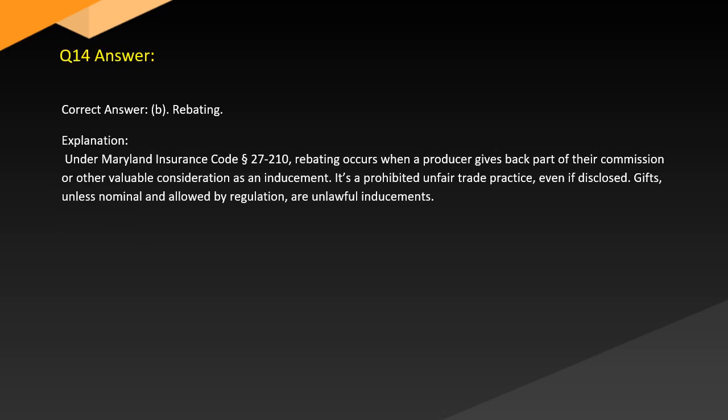Answer. Correct answer: B. Rebating. Explanation. Under Maryland Insurance Code §27-210, rebating occurs when a producer gives back part of their commission or other valuable consideration as an inducement. It's a prohibited unfair trade practice even if disclosed. Gifts, unless nominal and allowed by regulation, are unlawful inducements.